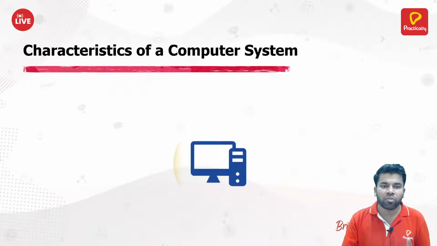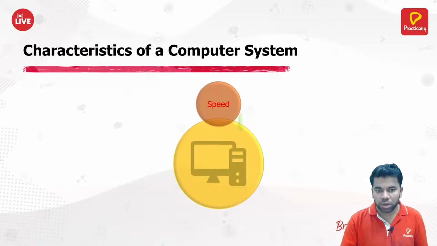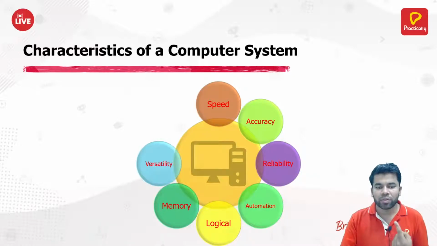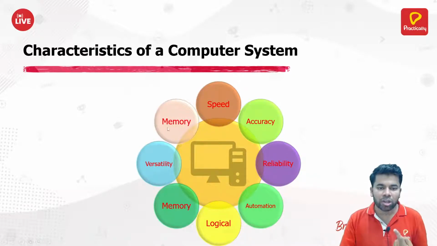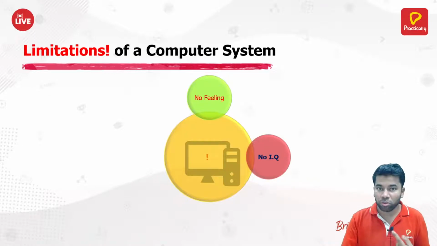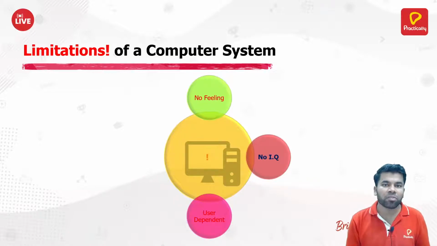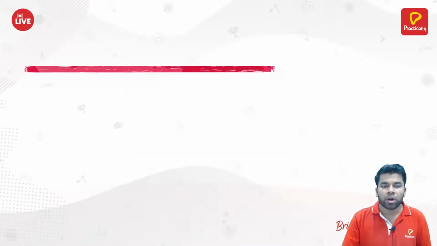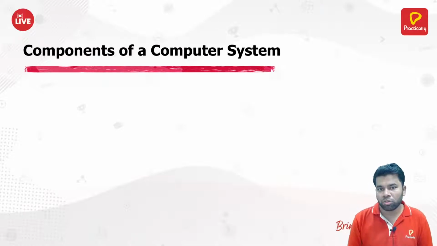This is the definition. And what are the characteristics? Characteristics are speed, accuracy, reliability, automation, logic, memory, versatility, and the last thing is that a computer does not get tired. These are the strengths of the computer system. Now, what are the limitations? A computer has no feelings, no IQ, and it is user dependent; whatever instructions we give, only that work is performed. And the last is lack of common sense. A computer cannot think; modern systems think based on the training that we provide.